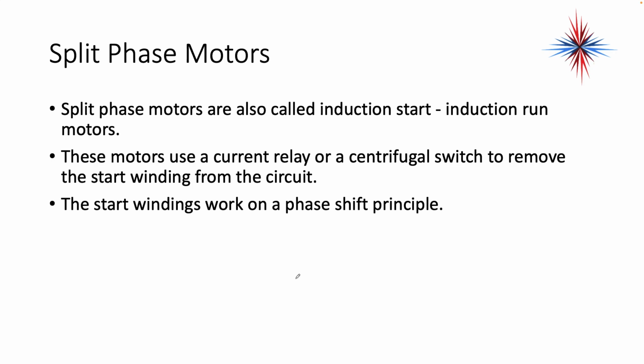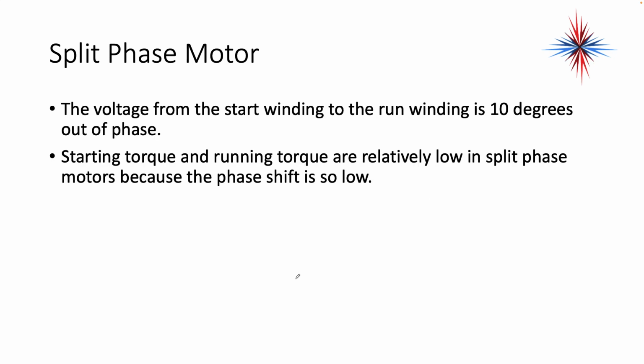These motors generally use a current relay or centrifugal switch to remove the start winding from the circuit. The start windings work on the phase shift principle. In other words, they're out of phase. The voltage from the start winding to the run winding is 10 degrees out of phase.